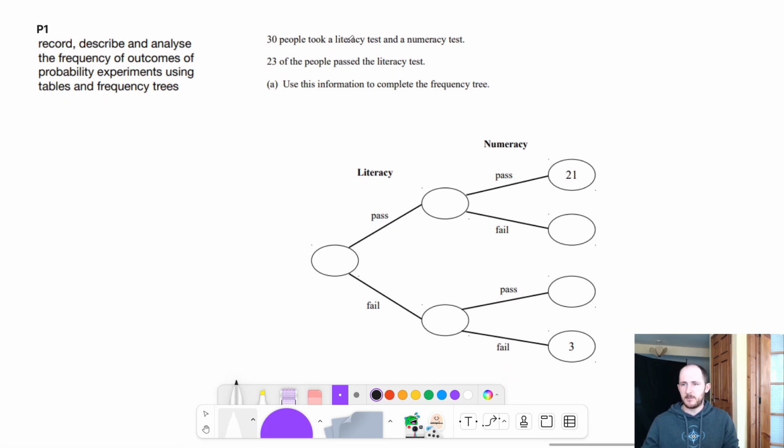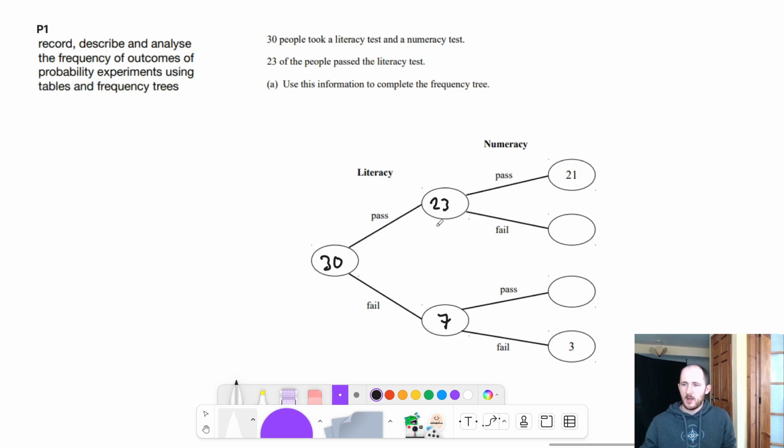So it says 30 people took a literacy test and a numeracy test, and 23 people passed the literacy test. Okay? So, in total, if you look here, how many people took it? Well, 30 people took a literacy and numeracy test. And then it says, how many people passed? Well, 23 people passed. Which means 7 people must have failed, right?